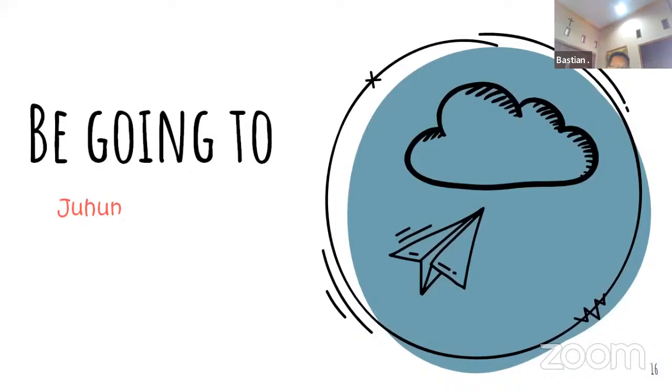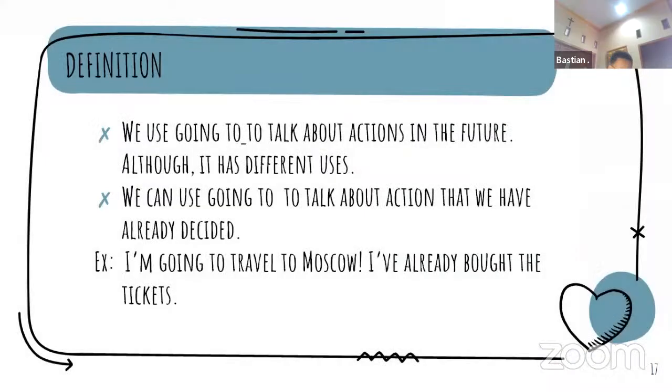Be going to. As for the definition of it, we use going to talk about actions in the future, although it has different uses. We can use going to talk about actions that we have already decided. Example: I'm going to travel to Moscow. I've already bought the tickets.